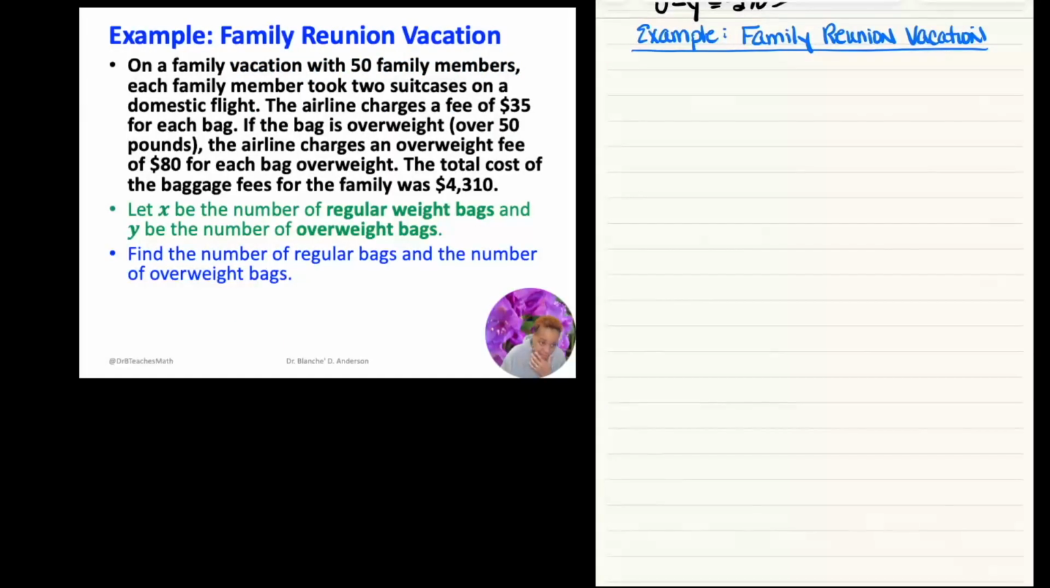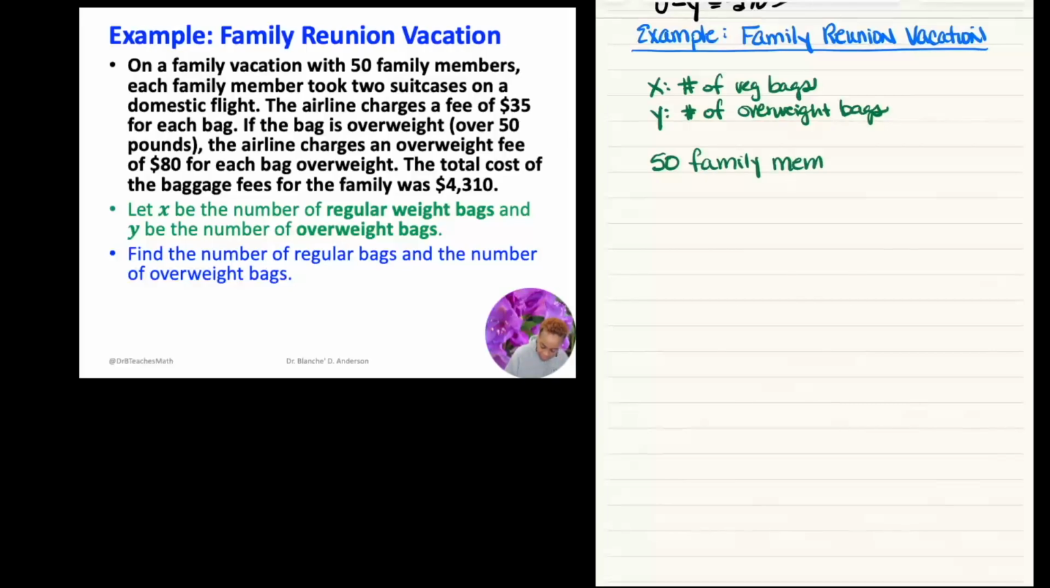So I'm gonna write down what we know. X is going to be the number of regular bags, right? Y is going to be the number of overweight bags. There were 50 family members. That's going to be part of our count. Each took 2 suitcases, 2 suitcases per member.